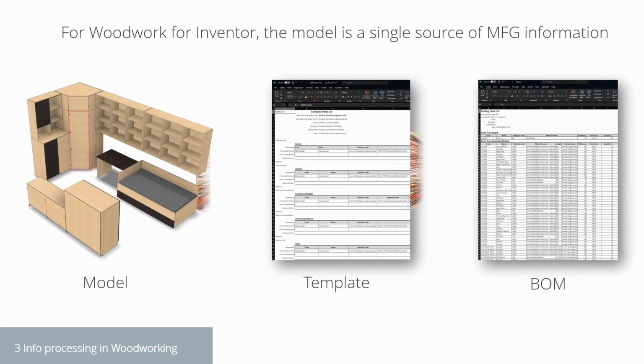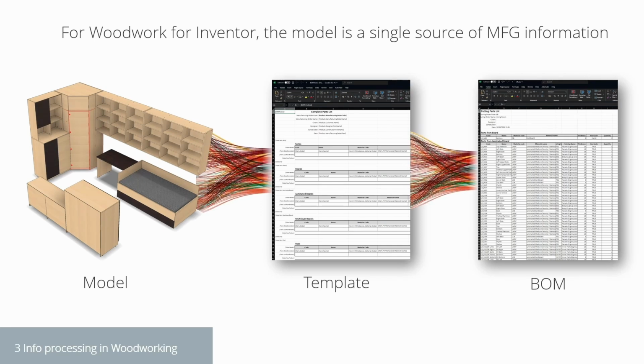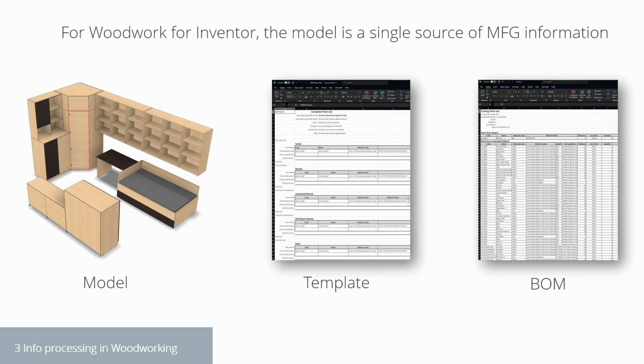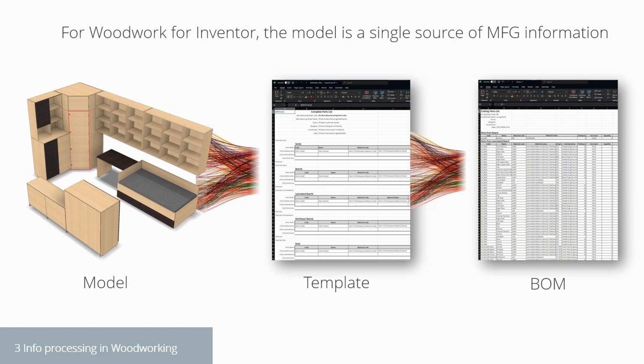In Woodwork for Inventor, the model serves as a single source of the data. That's very important because there might be some side workflows which negatively impact the performance and quality of the data. In this case, all the things that you include in the model during the modeling stage will be calculated. They will be taken out, filtered through the template, and finally this template defines, it shapes the way the final report will look.